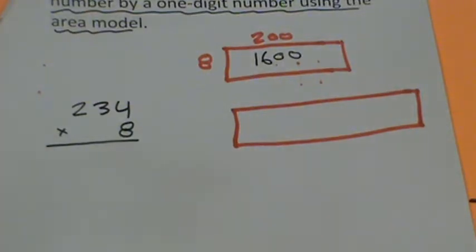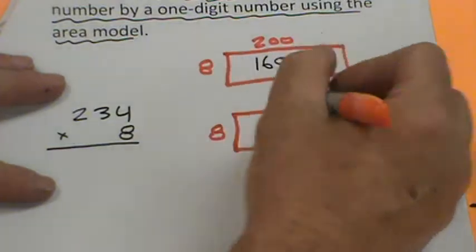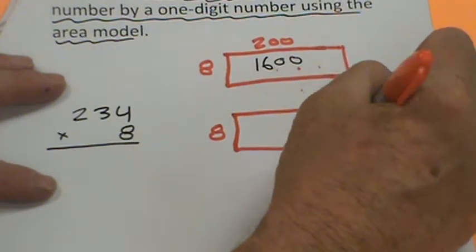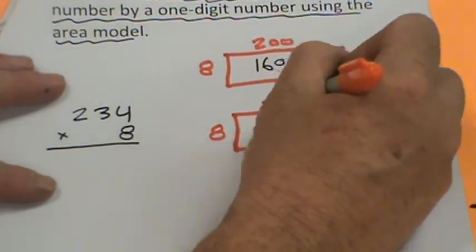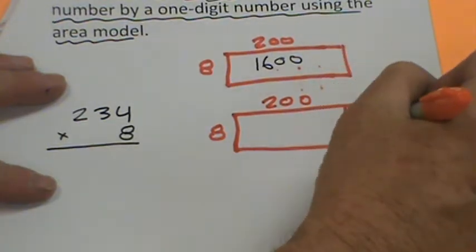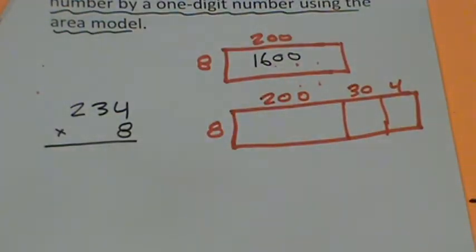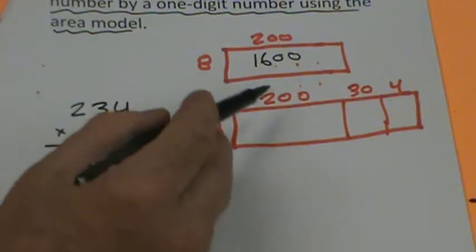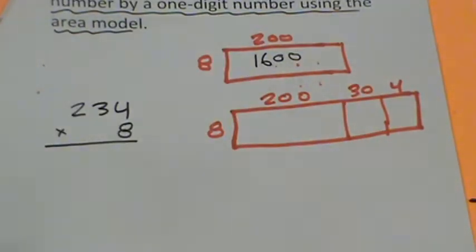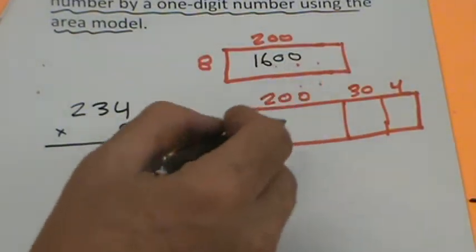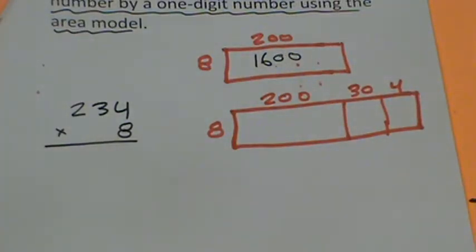We're going to multiply 8 by 200, right? 234. And this is all brand new to you, so I'm going to take it kind of slow. All right? So we have 8 times 200, 8 times 30, 8 times 4. You see why it's called an area model? Because we're figuring out the area of each block.